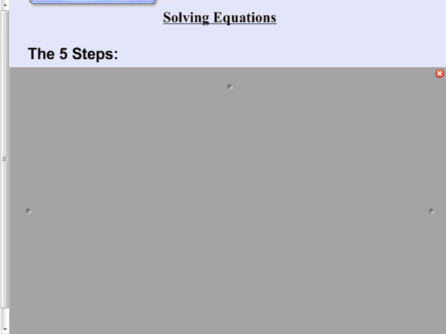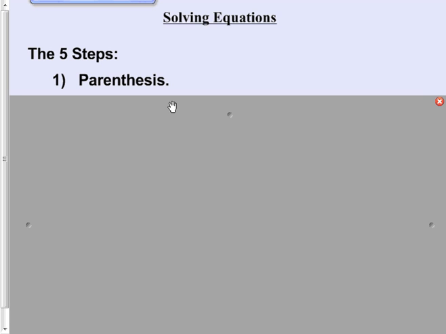Alright, the 5 steps for solving an equation. The 5 steps start off with dealing with any type of a multiplication issue that may exist in the problem. Typically, that tends to show up in the form of parentheses or brackets or things like that.